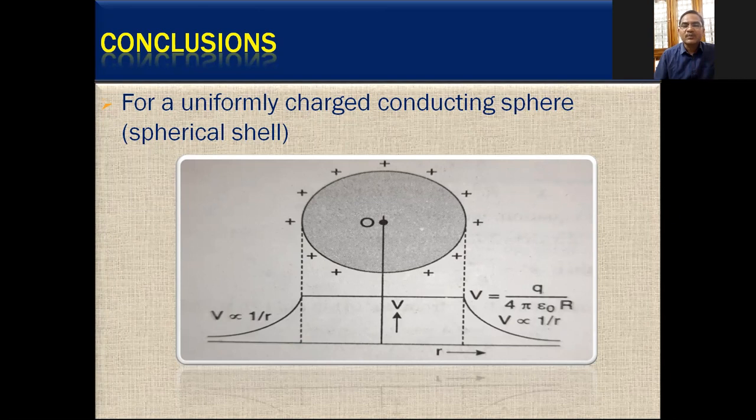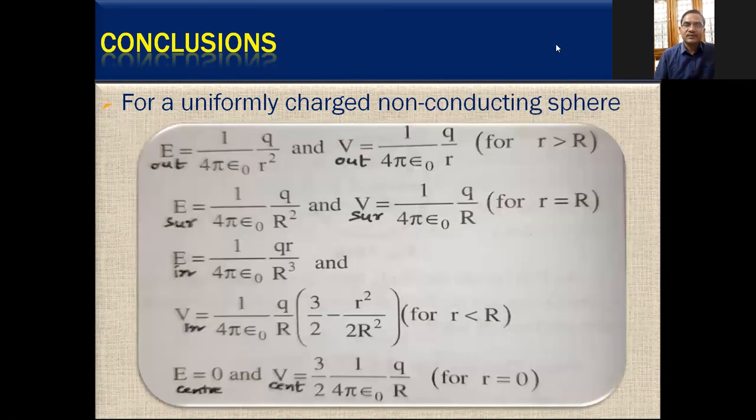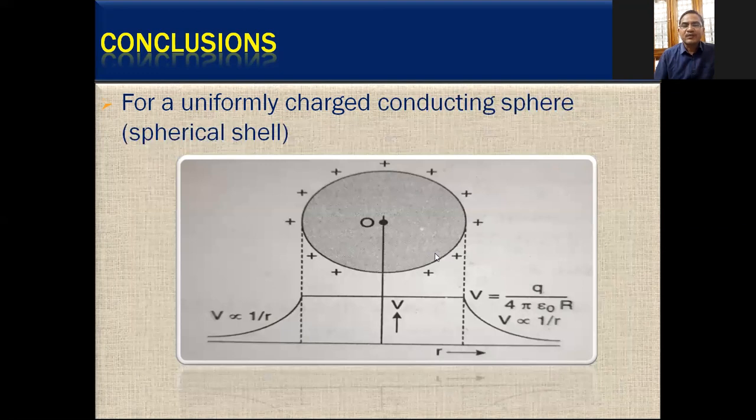Hence, the volume of the conducting sphere is an equipotential volume, and the surface of the conducting sphere is an equipotential surface. It is very clear from the graph. From center to the surface, on the left side and right side, the potential is the same. Hence, we got a straight line parallel to the x-axis. Outside the surface, on the left side and right side, V is decreasing in such a way that V is inversely proportional to R.